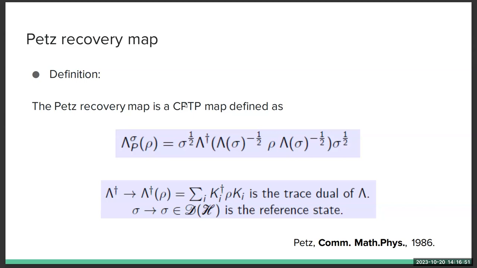Because I will use this. So when I'm defining the Petz, I need to know what's the evolution that I want to recover and what is this reference state, okay? That's why here, the lambda p depends on, you see the lambda here, and depends on sigma. So if I just have two states, one of them I want to recover, the other will be the reference state. And the lambda, this is like the dual, which if I know the cross operator is kind of easy to call it.